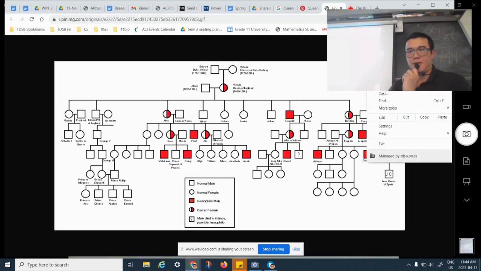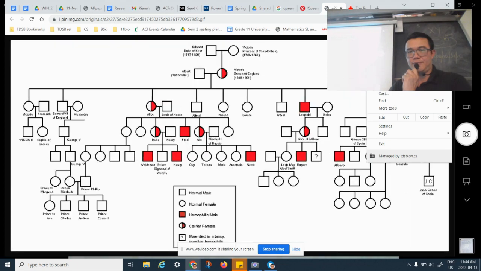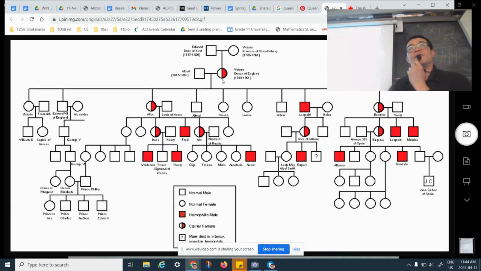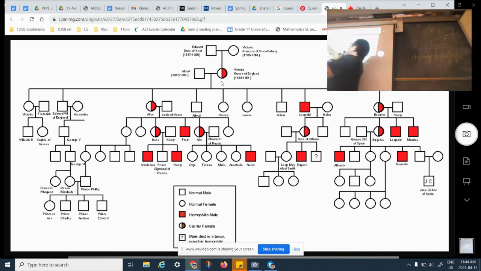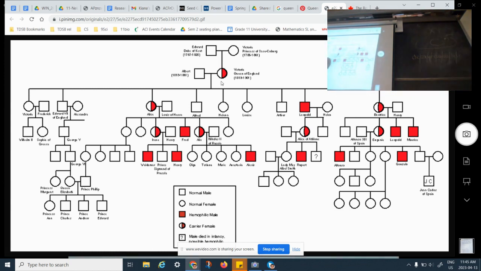Okay, so let's zoom in a little bit. Victoria, Queen of England, back in the early 1800s. The reason she is so famous is that she is a carrier of hemophilia. And guess what? She was also very fruitful and productive: 1, 2, 3, 4, 5, 6, 7 kids. And back in the day, royal families married other royal families.